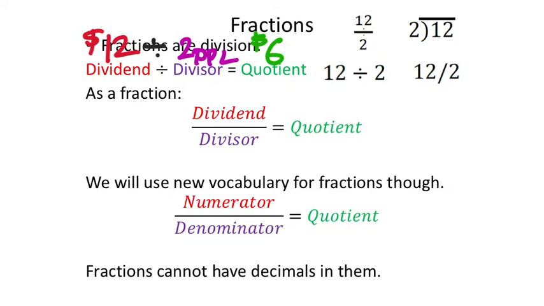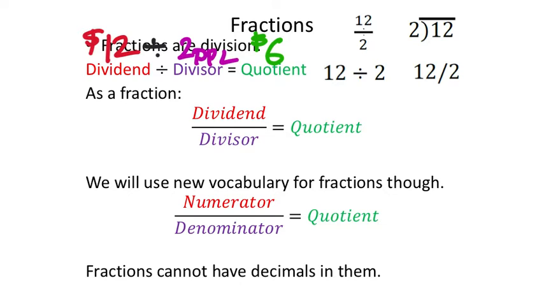So the new vocabulary for fractions, the top number is called the numerator. The bottom number is called the denominator, but the answer to this division problem is still a quotient, okay? So I'm not going to be using dividend and divisor so much unless we see straight division, even though it's important for you guys to understand that when we see fractions, I'm going to be using this vocabulary more, numerators and denominators, okay?